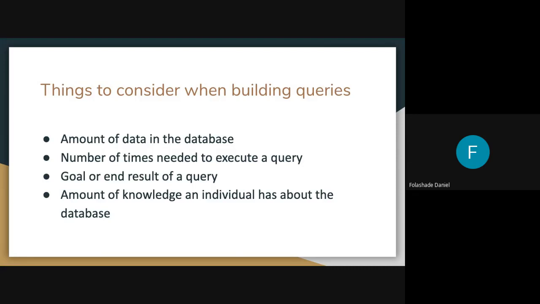Number one, you have to know the amount of data in the database so as to know how to optimize your query in order to get an optimal result. You have to know the number of times needed to execute a particular query. You have to consider the goal or end result of a query, and also you have to have a basic amount of knowledge about your database so as to know how you can manipulate your way in writing a more optimized query than someone that has no knowledge of the database at all.